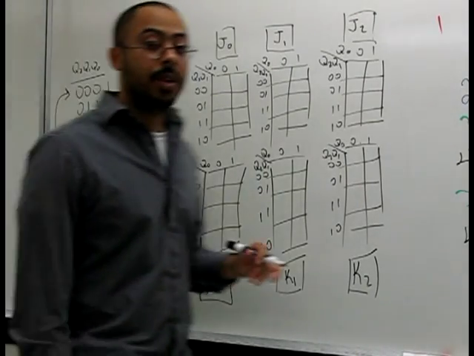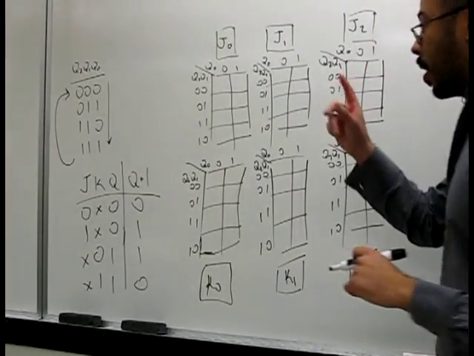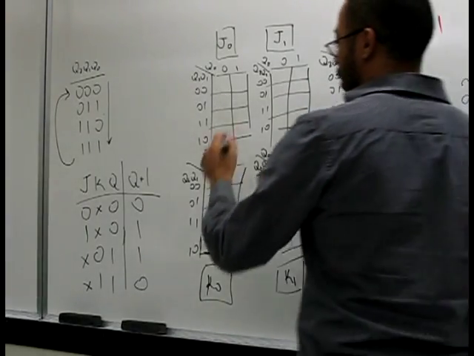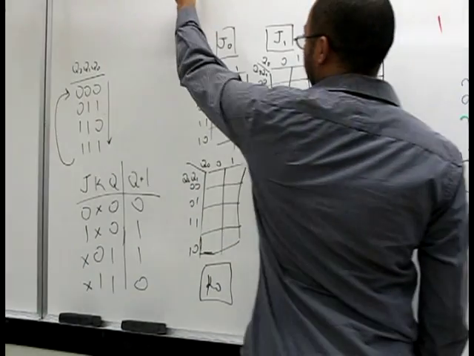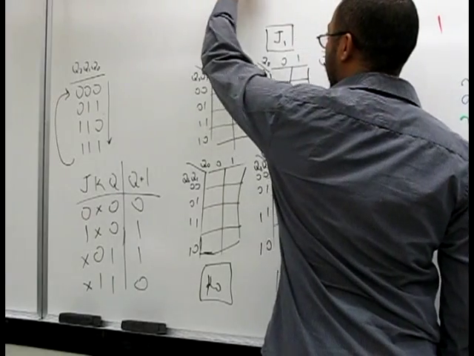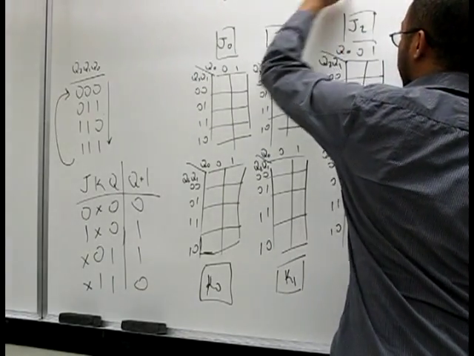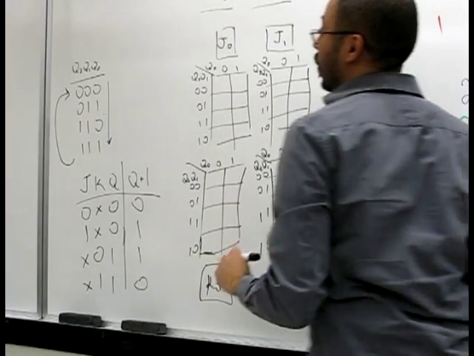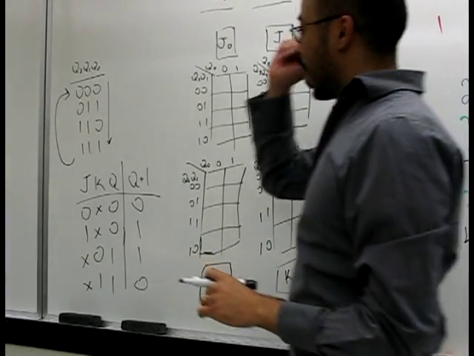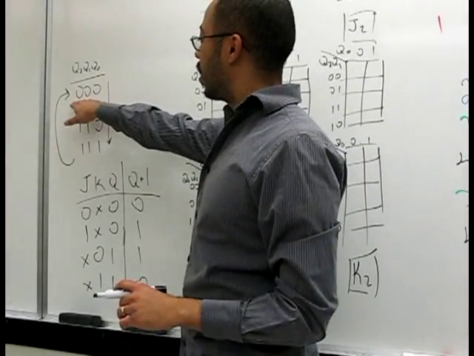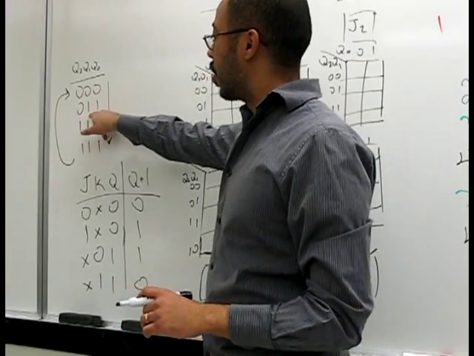All right, so now let's evaluate. Here's what we have to do. This is the J0, K0 table, and these will affect the outputs for Q0, Q1, and Q2. All right, so what we have to do is see, okay, 0, 0, 0 to get to 0, 1, 1.